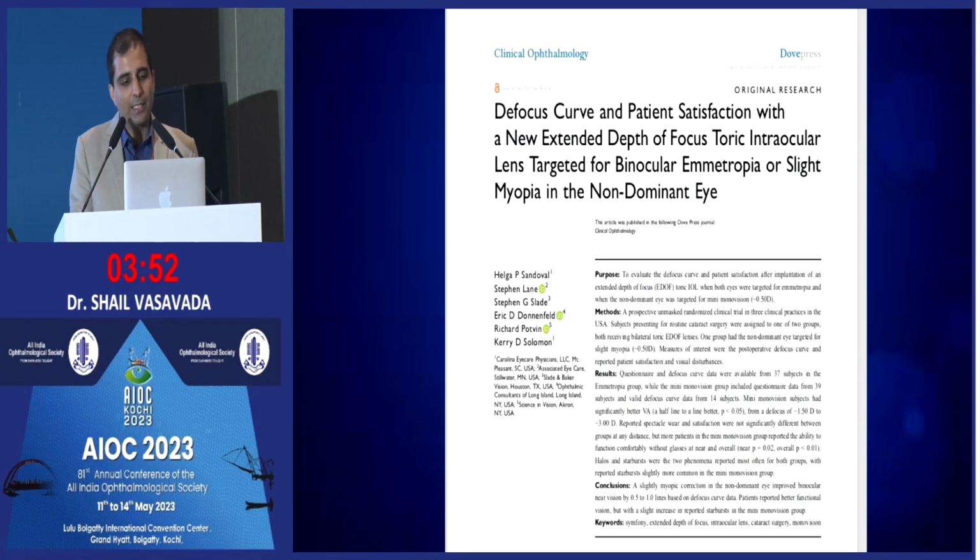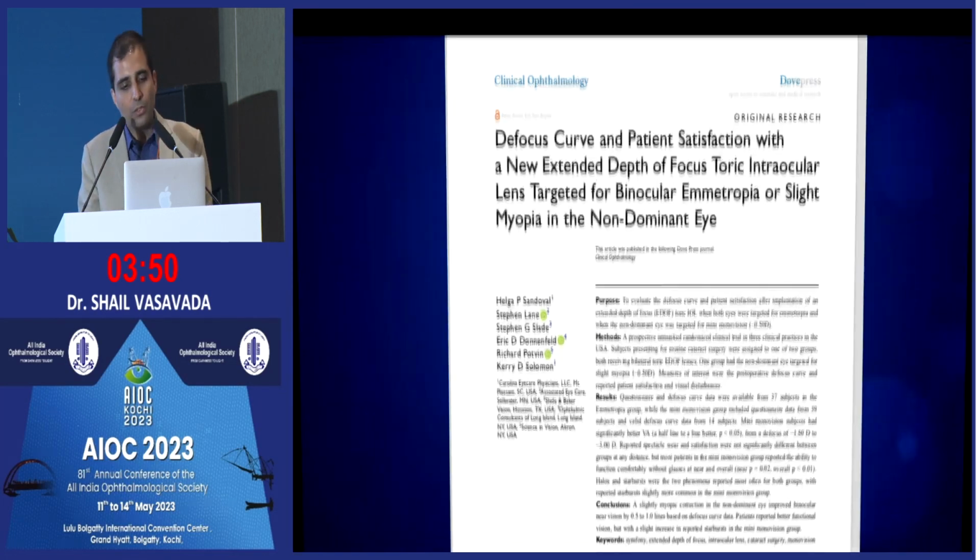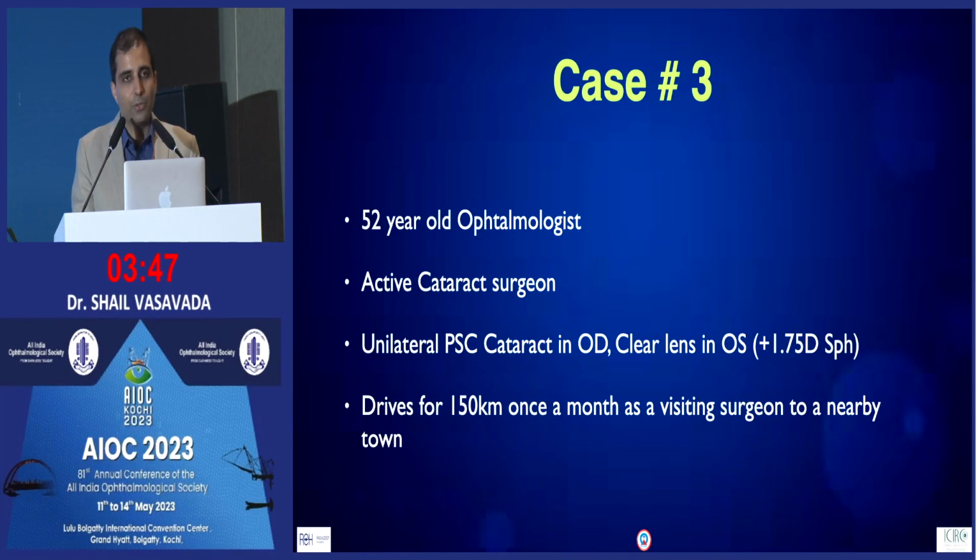And there are now articles in the literature to show that if you do a slight target myopia in the other eye, it improves the near range of vision.